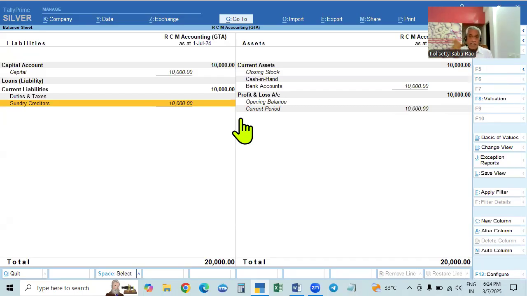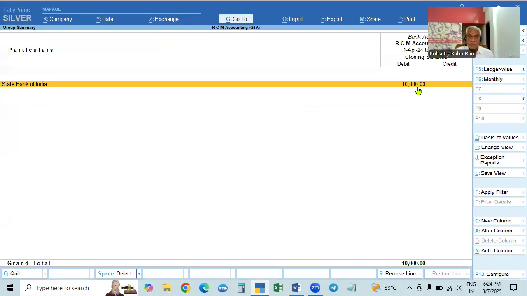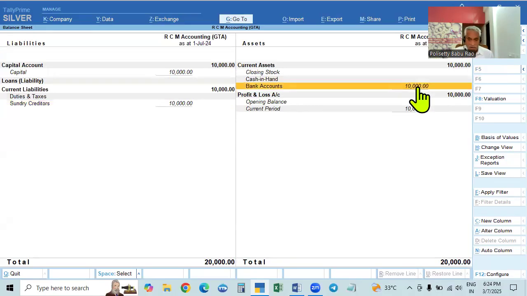Otherwise, it will show a negative balance, a minus balance, when you make the payment. That is why, to avoid that, capital and bank are each debited and credited 10,000 rupees, as opening balances. I have taken that.